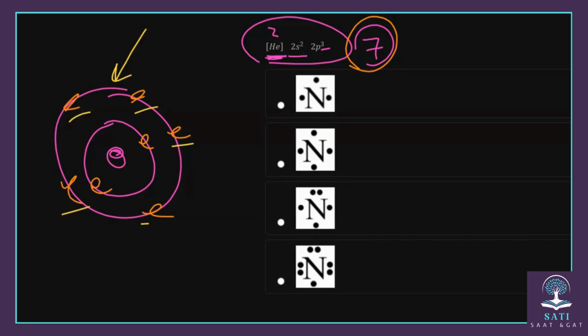So Lewis dot structure says that the valence electrons are represented as dots around that element. Regardless of what element it is, here they give us N, nitrogen, and even if we don't know what the element is, we know it has 5 valence electrons, which means it should have 5 dots around it. So as you see here, there are what? 5 dots around the element.